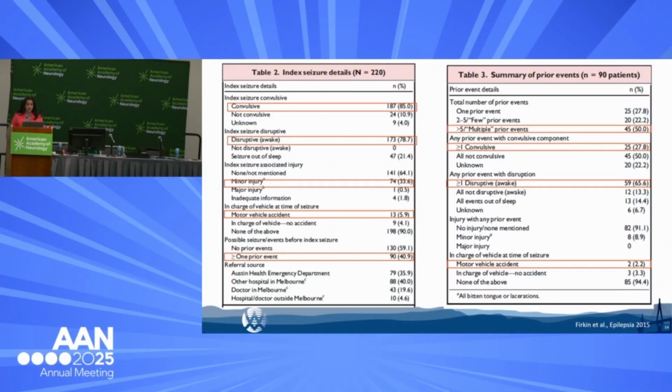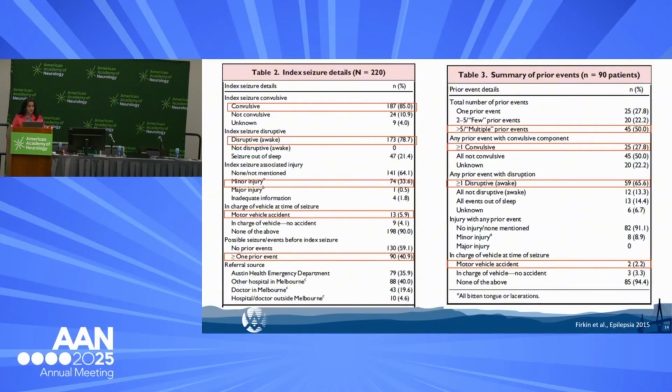This is a study of 220 patients that were diagnosed at the first seizure clinic in Melbourne, Australia. And the index seizure was defined as the seizure that led to medical attention. And so of these 220 patients, their initial seizure leading to medical presentation was convulsive in 85%. It was disruptive in about 78%, did cause minor injury in about 34%, and almost 6% had motor vehicle accidents.